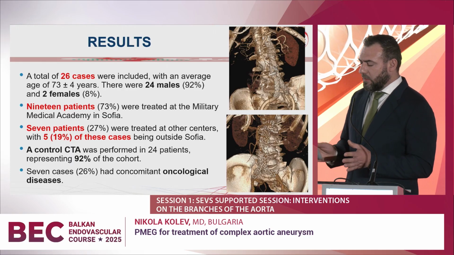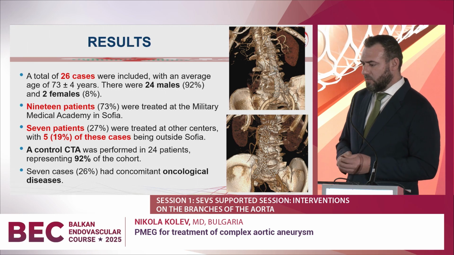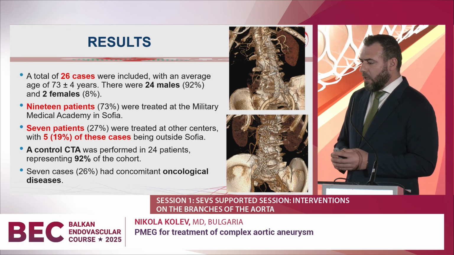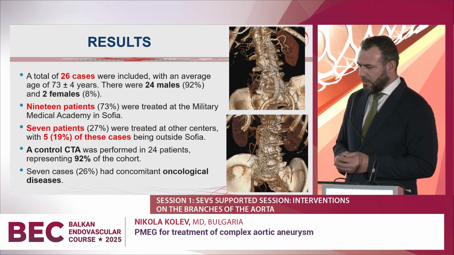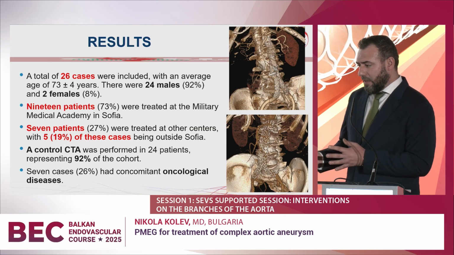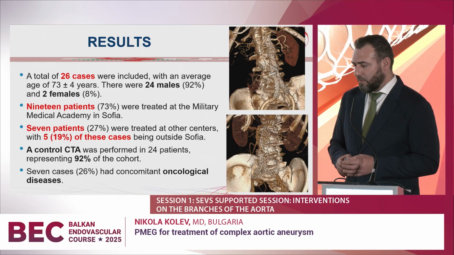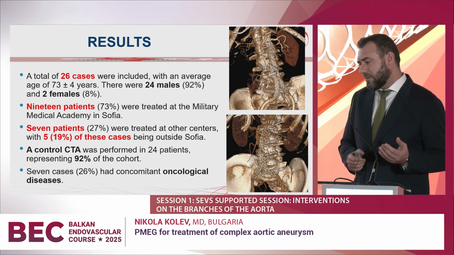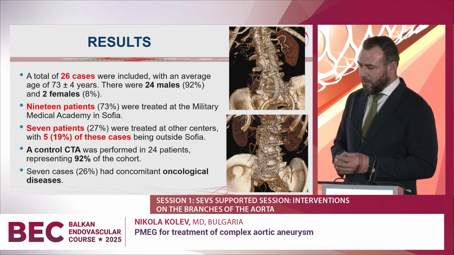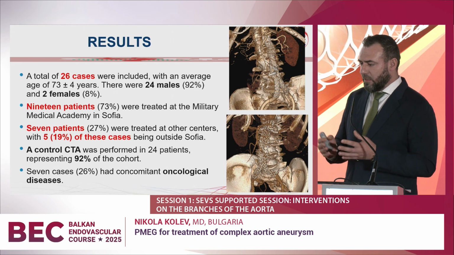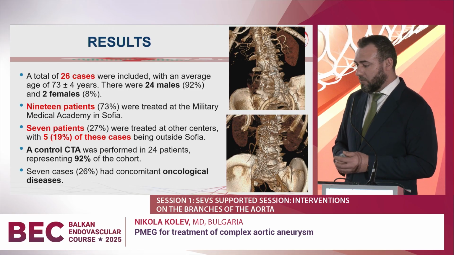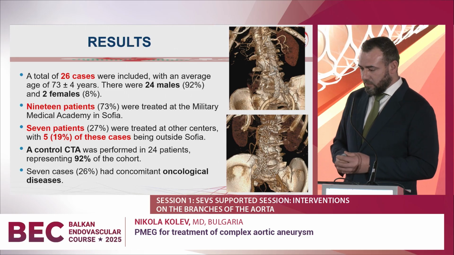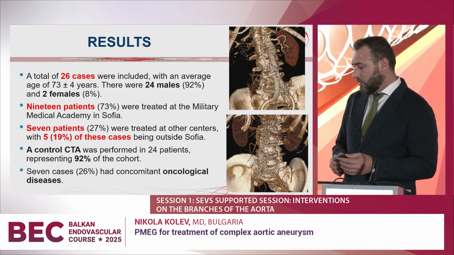What are our results? In 1 year and 3 months, we have done 26 cases with an average age of 73 plus or minus 4 years, 24 males and 2 females. 19 of the patients were treated in my hospital, the Military Medical Academy of Sofia, and 7 patients were treated outside my unit, in peripheral hospitals in Bulgaria or in other hospitals in Sofia. That means that we are sharing our knowledge.